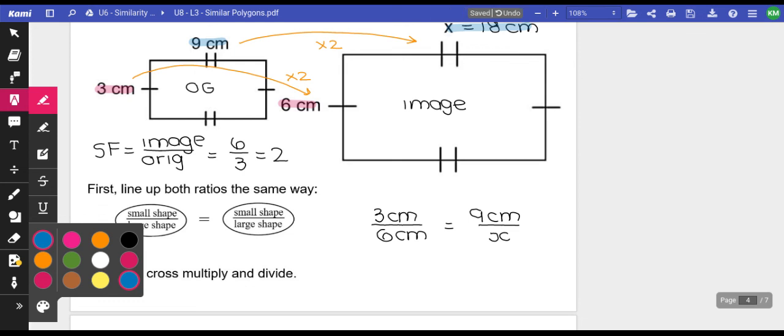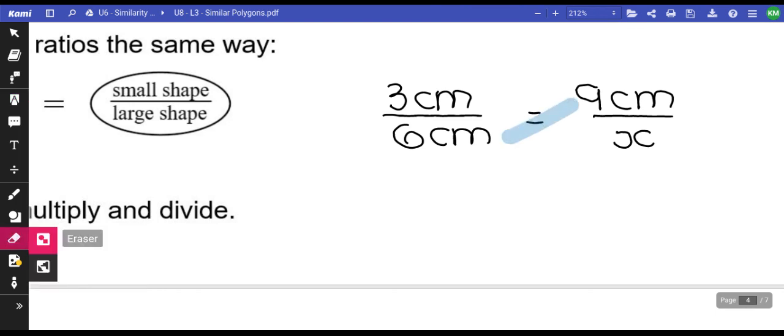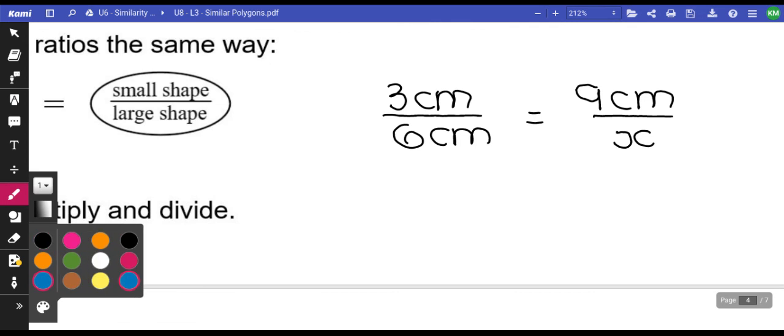If I have this, we actually did this last week. Do you remember I said cross multiply, then divide? Which two are across? 9 and 6. What's 9 times 6? 54. Good. What do I do with the 3? Divide. What's 54 divided by 3? X equals 18. Have you seen that value before?